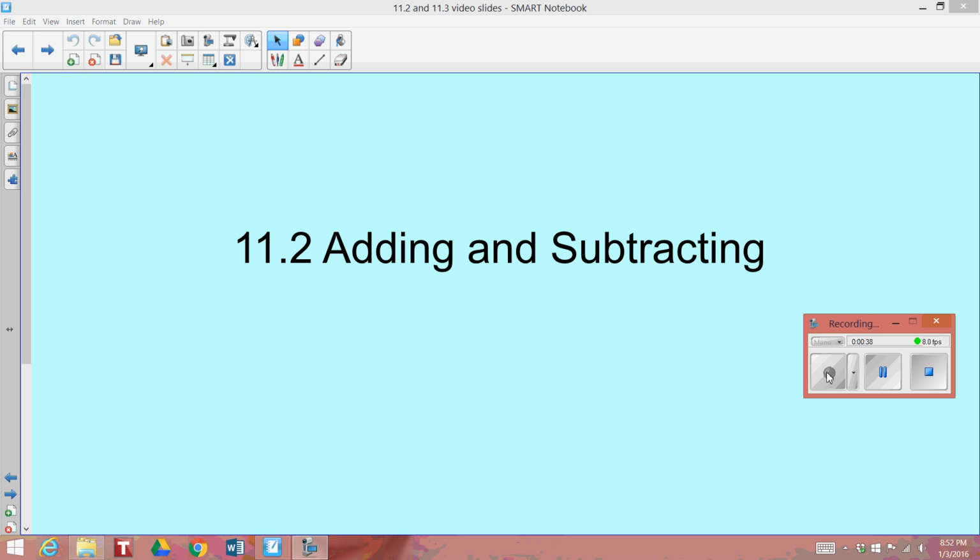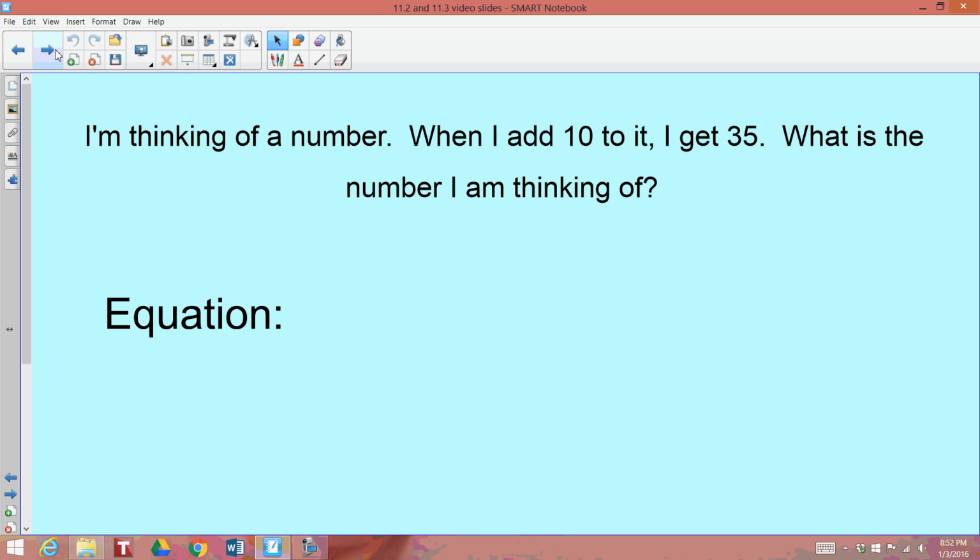All right, so let's just focus and zoom in on adding and subtracting equations. Okay, so I'm thinking of a number. When I add the number I'm thinking of to 10, I get 35. What is the number I am thinking of? Well, I think a lot of you found out in 6 seconds. Not even a split second, you were able to do it.